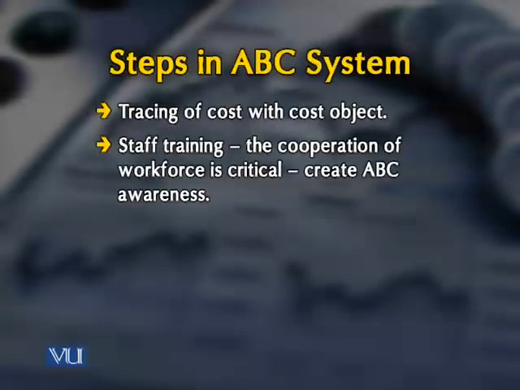Cost objective means it can be a product, it can be a customer, it can even be a mile or a kilometer, and so on. So what we do is find out the cost per cost objective. Then staff training: the cooperation of the workforce is critical. Create ABC costing awareness. This is also very, very important.